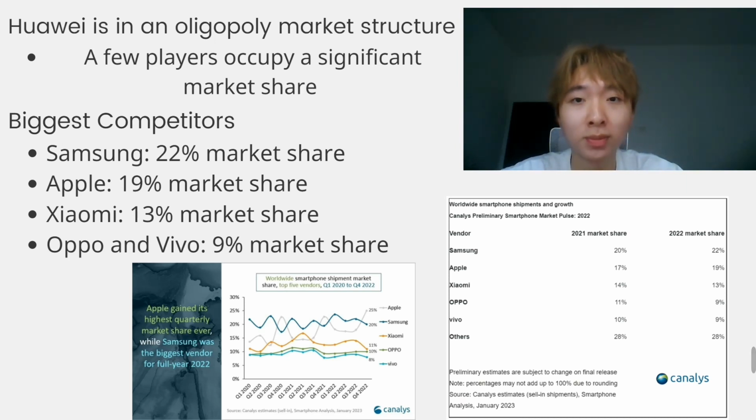Then let's turn to market structure. Huawei is in an oligopoly market structure. In this structure, only a few players occupy a significant market share.